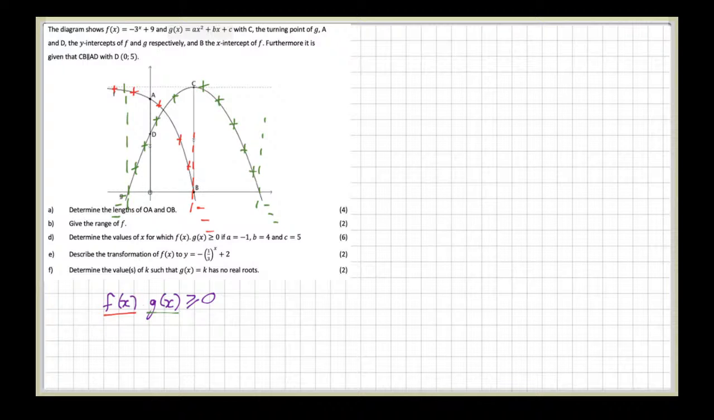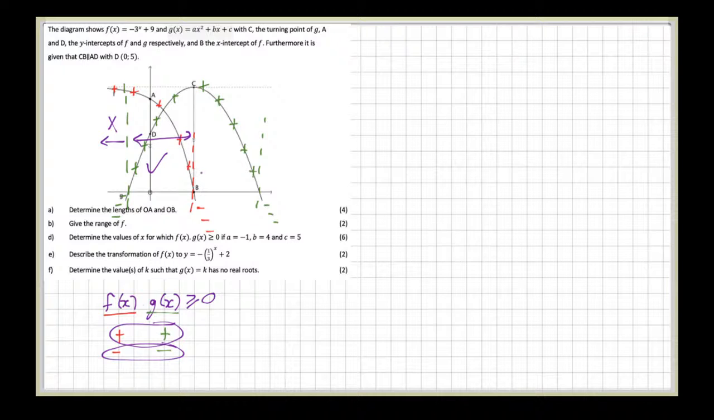Okay. So now I'm going to quickly ask myself, how do I get a positive answer? Well, I could have a positive times a positive, or a negative times a negative. So I'm going to look at where I have a positive and a positive at the same time, or a negative and a negative at the same time. Let's start on the left of the first x-intercept. Here I have a negative times a positive. I don't want that. Then I have a positive. So in between these two sections, I have a positive times a positive. Yes, I want that.